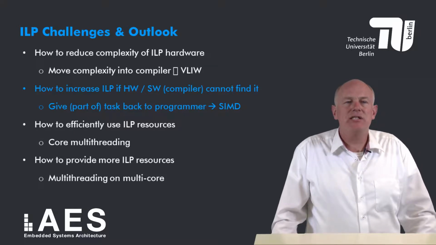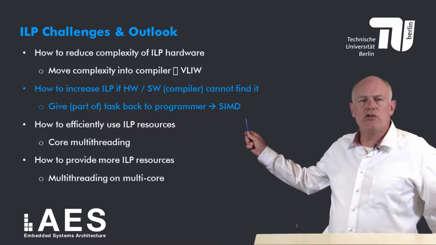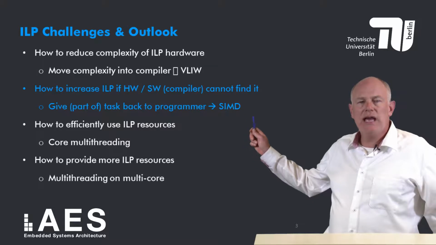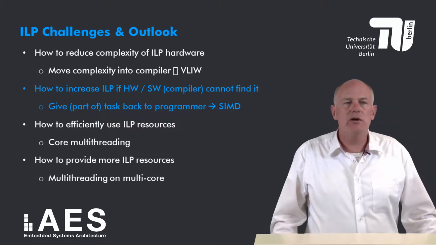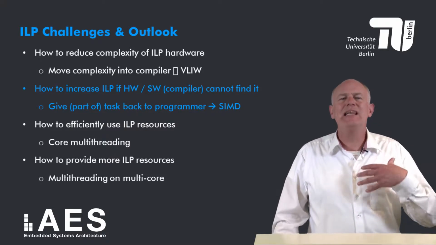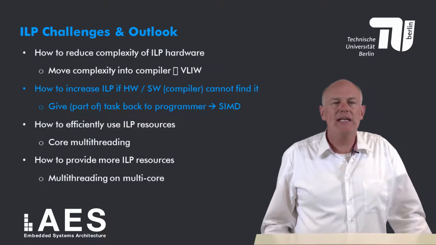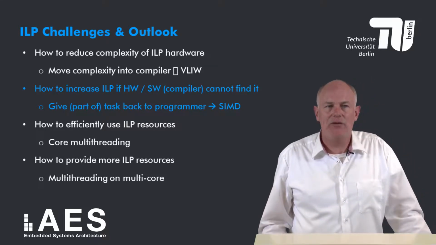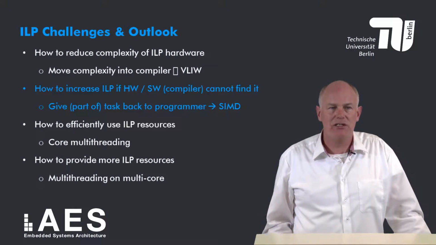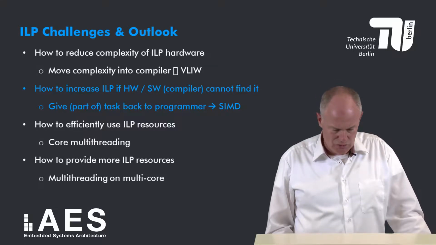Remember the challenges and outlook I discussed a few lessons ago. The question was how to increase instruction level parallelism if the hardware and/or the software cannot find it. And the idea we had was to give at least part of the task back to the programmer, so that the programmer should indicate where there is data level parallelism using SIMD instructions. And that's the main topic of this lesson. How can the programmer exploit and use the SIMD instructions?